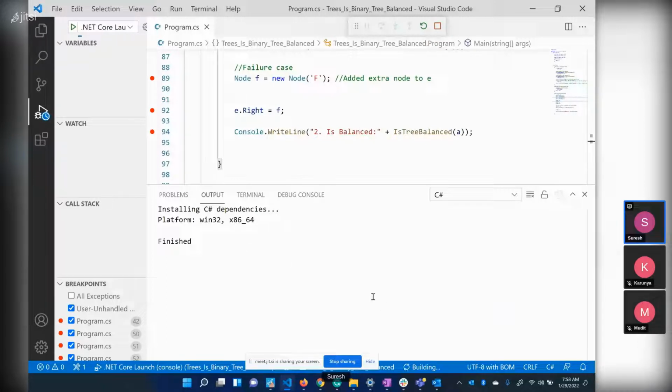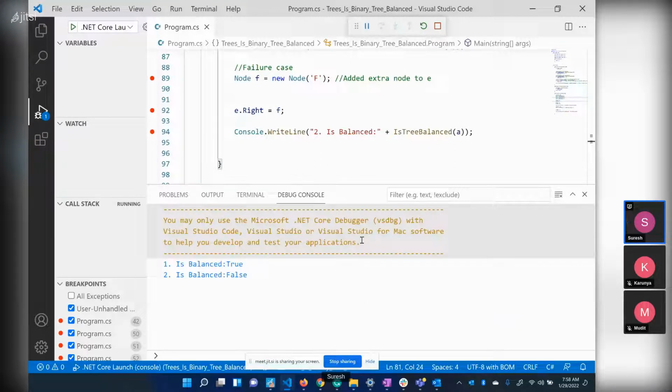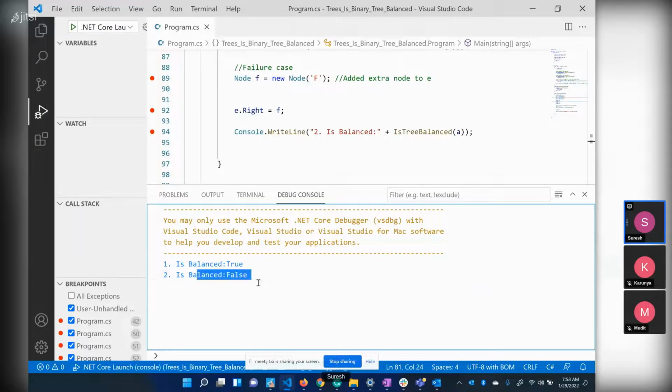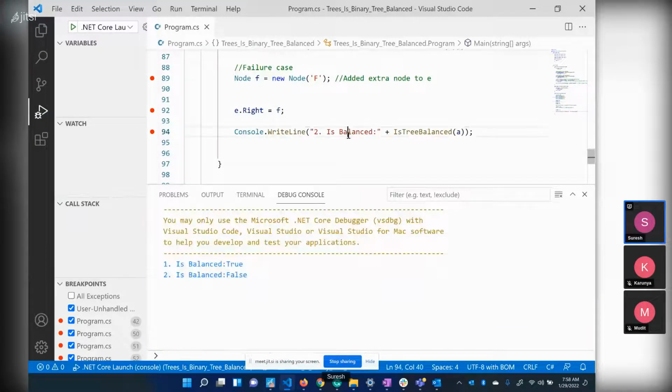Is it clear now? Yeah, it is tough. Understanding a recursive algorithm is always tough. So see, once you add the F, it returns false.